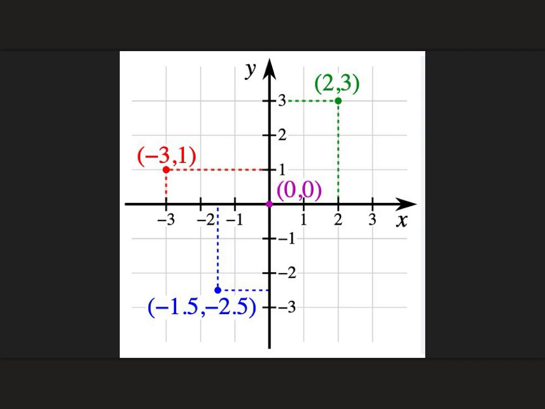Here are some examples of points. So the origin, 0, 0. To get to 2, 3, we go right 2 from the origin, and then we go up 3. To get to negative 3, 1, we go left 3 and then up 1. Just to show you the movement. And to get down into the third quadrant, we went left 1.5 and down 2.5. So you go any distance in any direction, and your points locate you in space.